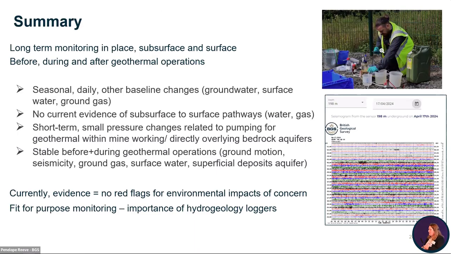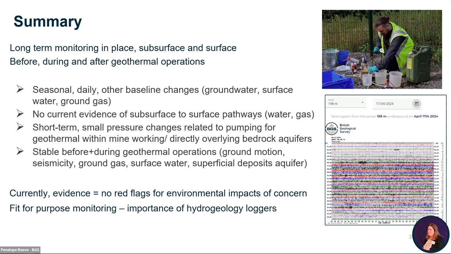So just in this very quick summary about the environmental monitoring, you can see that we've got lots of different types of monitoring in place for before, during, and after geothermal operations. We can really see in some data sets, in some of the water data sets, seasonal and daily variations. But what we can't see is any evidence of subsurface to surface pathways. We can see evidence of lots of small-scale pressure changes related to pumping, but we understand those processes.